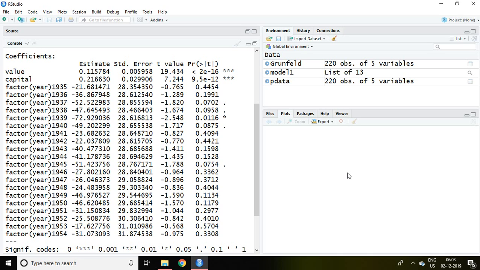And the interesting thing is that overall value and capital are affecting, but there is only a significant impact of 1939 in this entire timing. So that is all about how to control time effect in panel data. Thank you very much.